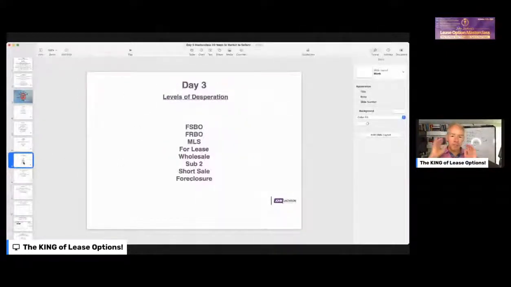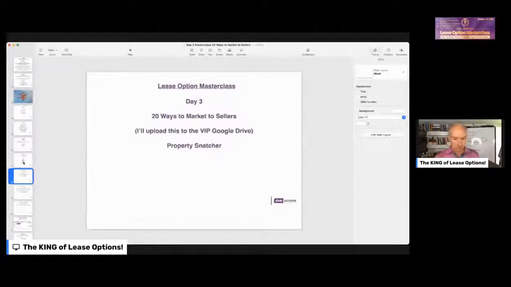So all right, we talked about the levels of desperation. Now, there's more than 20 ways, but I'm going to show you about 20 ways to market to sellers. This sheet I'm about to show you, I'll go through it. I'm going to upload this later today to the Google Drive for my VIP people, so you have access to this. You can keep it forever. I'll show you a little bit of Property Snatcher that we've had developed for our dream partners, and we're adding more and more to this platform. That's just one of the many ways that we use to market to sellers. So I'm going to show that.